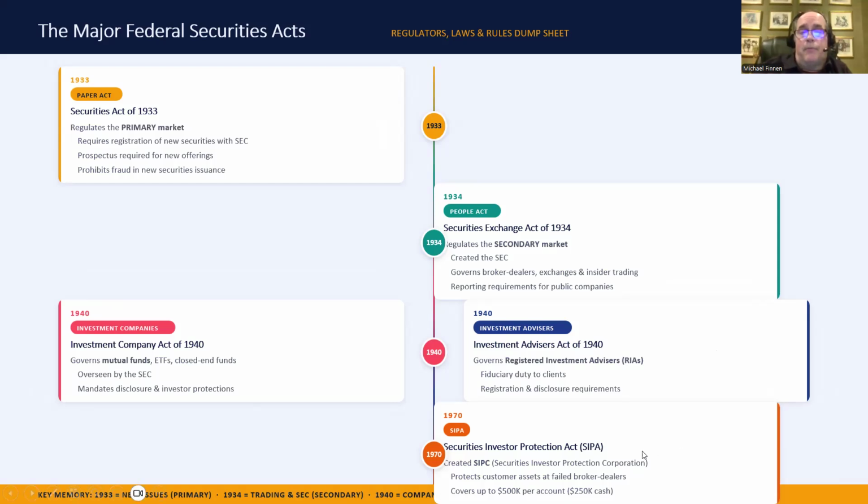And then in 1970, we had the SIPA, which created the SIPC. What is that? That is if you're with a broker dealer and they collapse financially. Now, this does not protect you from market risk, like if you make a bad decision buying a stock or a bond, or from market conditions. That's not what it protects you from. It protects you if your broker dealer collapses, like they default, they go under financially. The SIPC covers up to $500,000 per account in securities, of which $250,000 can be cash.